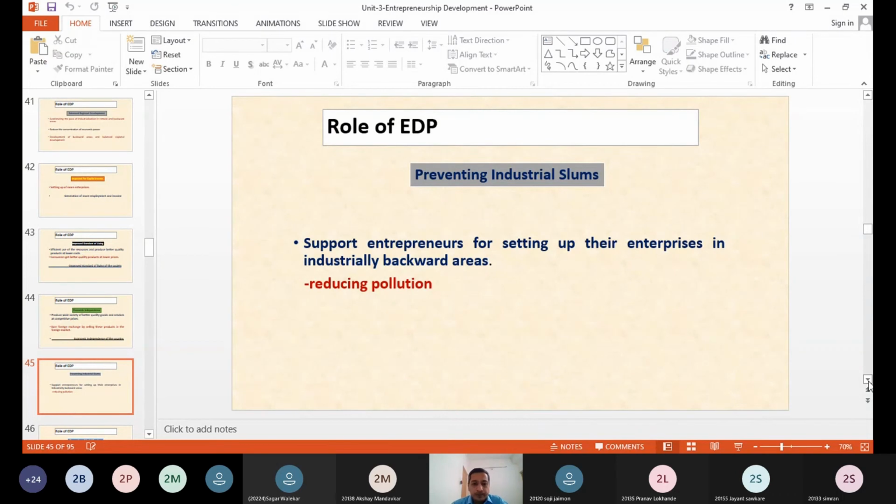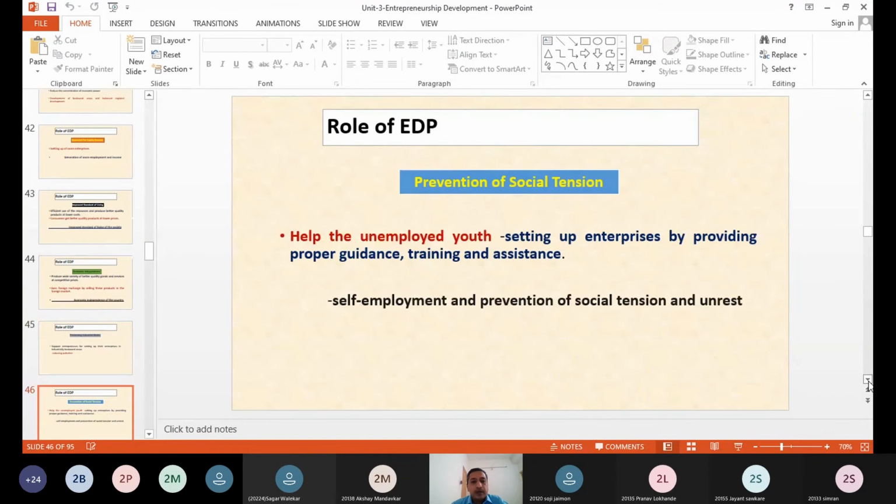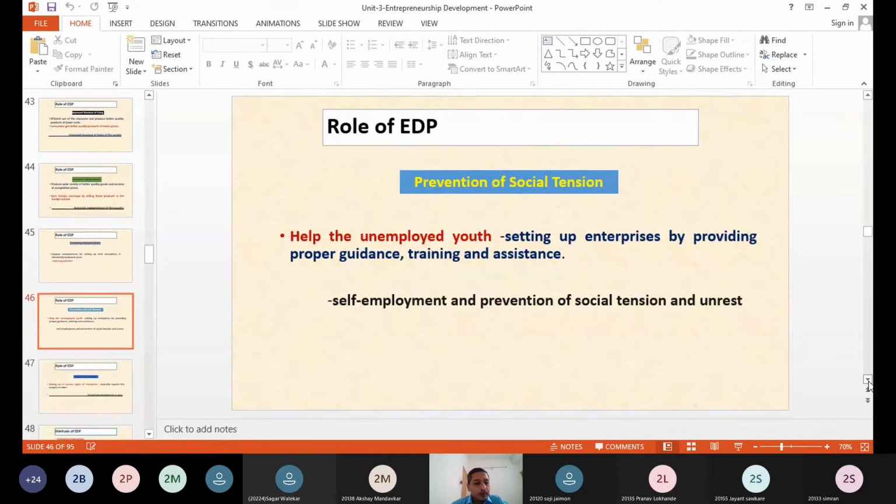Then prevention of social tension with the help of unemployed youth. This enterprise development programs tries to start different enterprises, thereby giving employment to this unemployed youth, by providing proper guidance, training and assistance to these people. And with this enterprise development programs, many of such unemployed youth can be given employment, their self-employment as well as employment for others, and it can help to prevent the social tension as well as unrest due to the problem of unemployment.